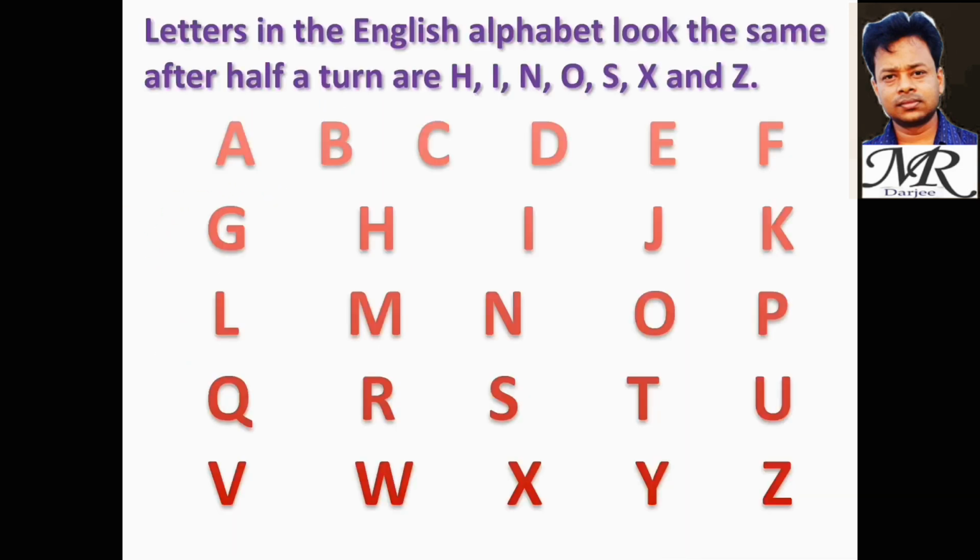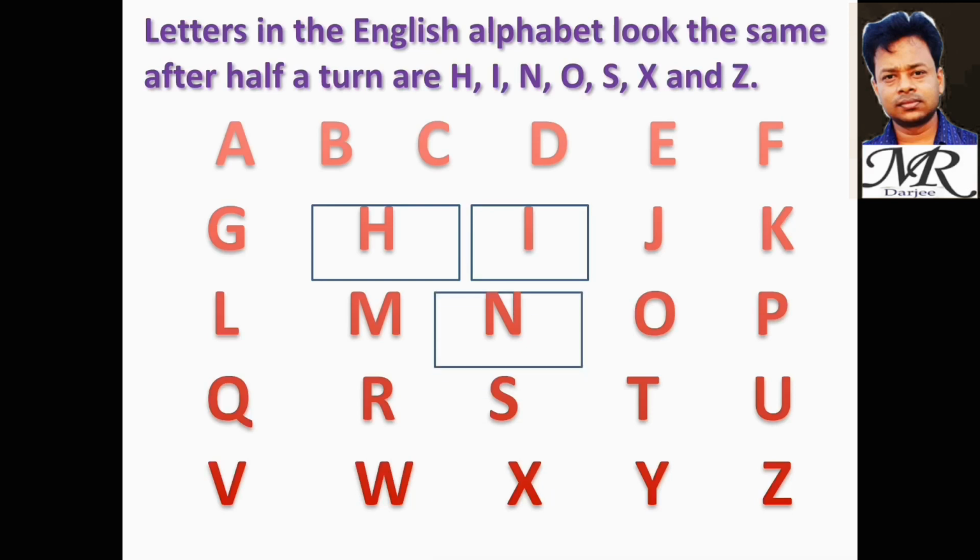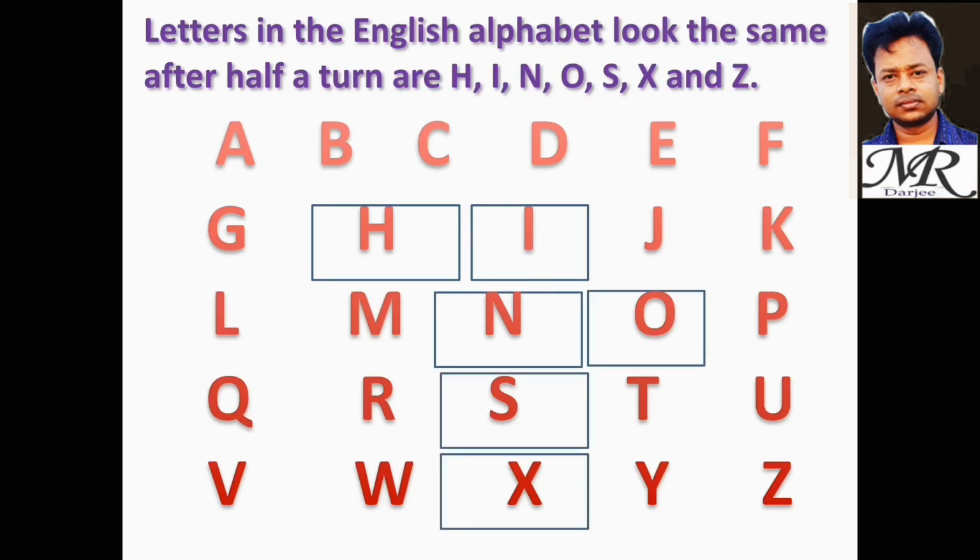Letters in the English alphabet that look the same after half a turn are H, I, N, O, S, X and Z.